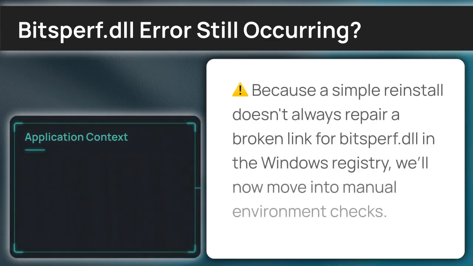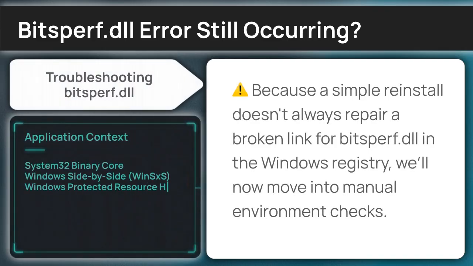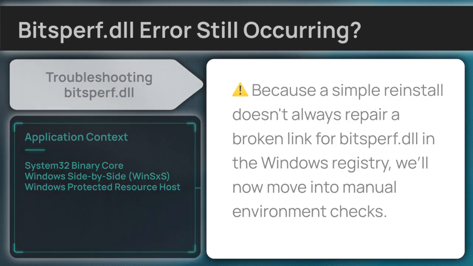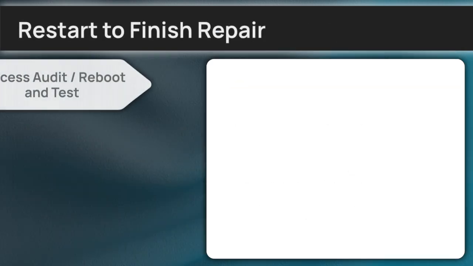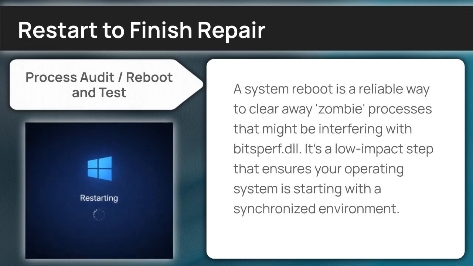If no luck was had with the redistributable package, we will escalate the fix by performing a targeted reset of the system state. A standard reboot clears out temporary memory conflicts and gives the Windows loader another chance to properly register the Bits Performance Module component during startup.